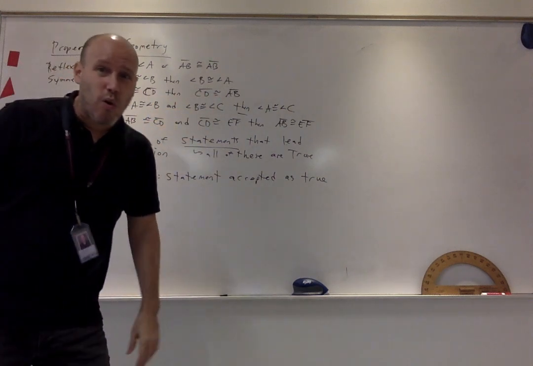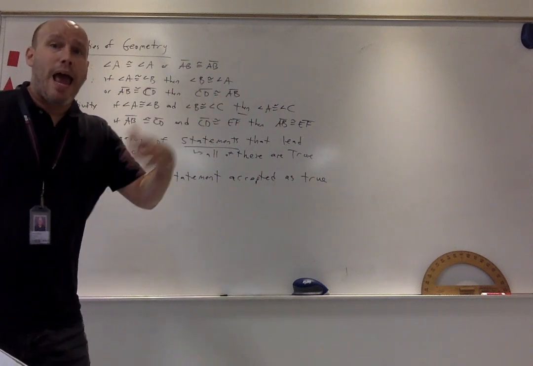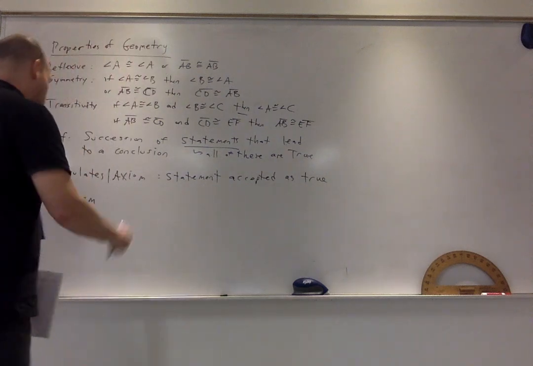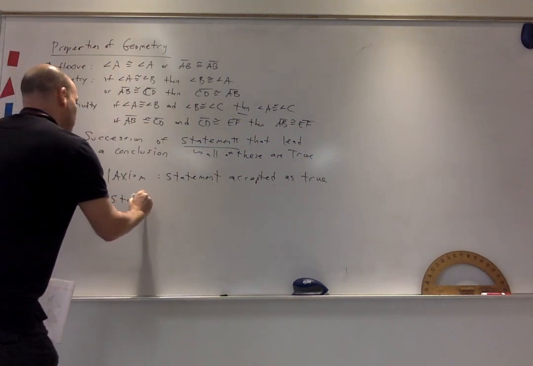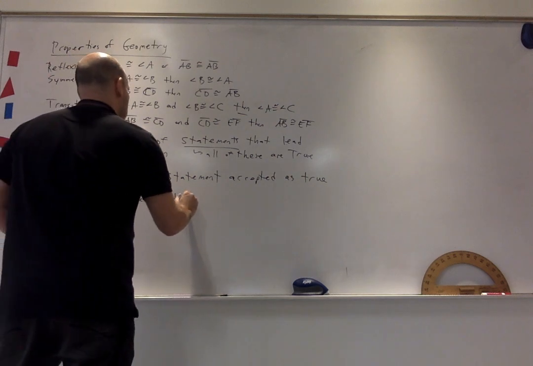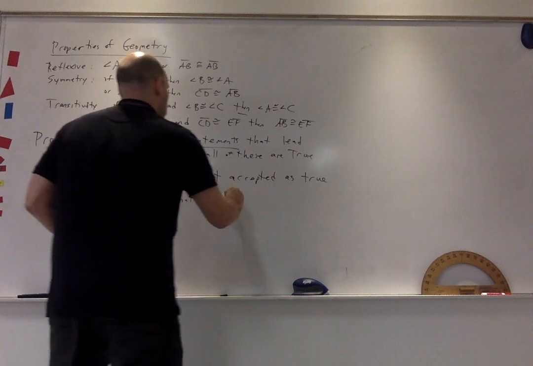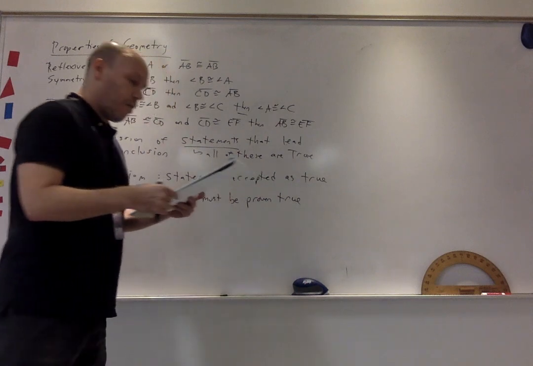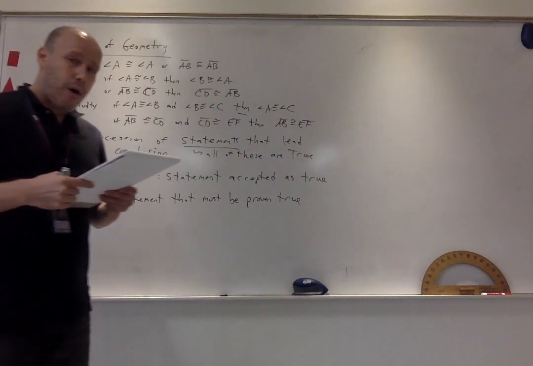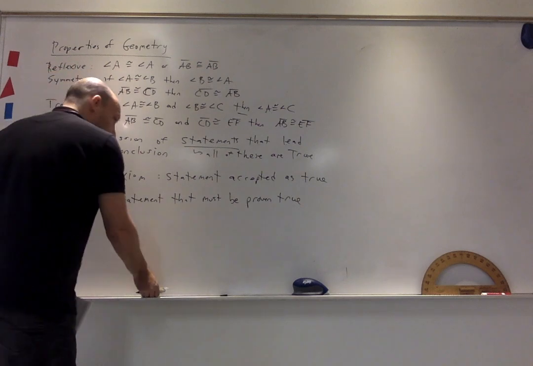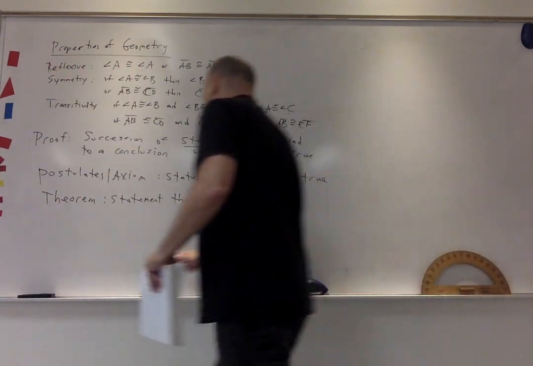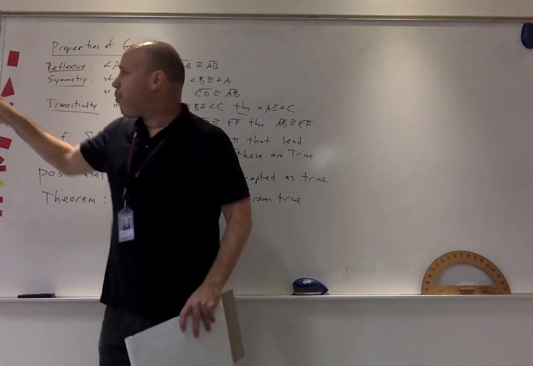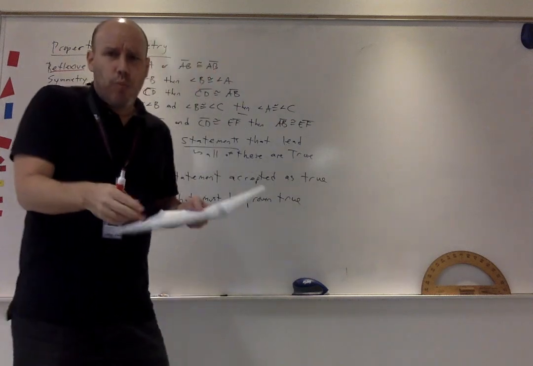And so as we go through the course, I will put a statement on the board and I will say axiom or theorem. What's a theorem? It's a statement that must be proven true. Now, these are some theorems. So these are going to be our axioms that we're going to build off of everything. We also have the properties of equality from the video that we watched last.